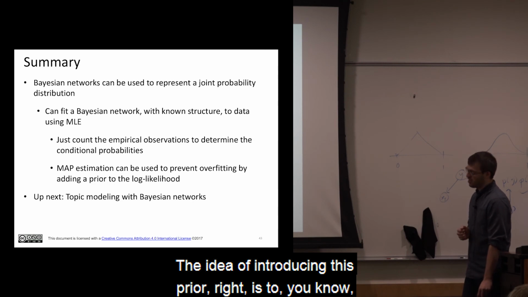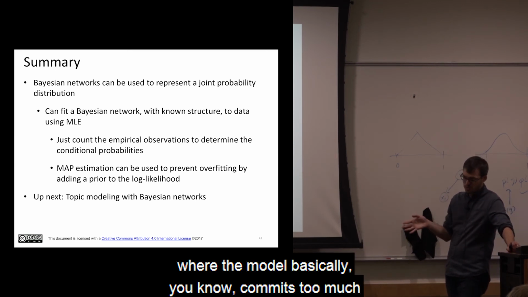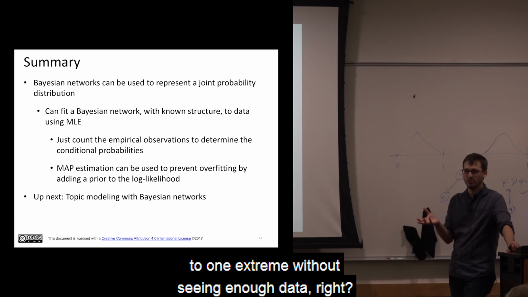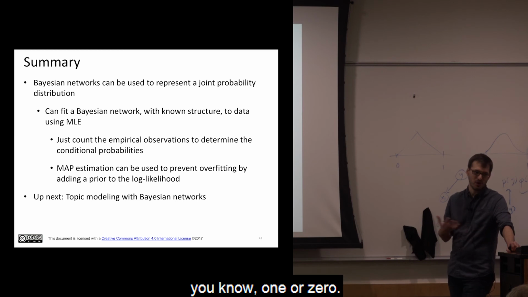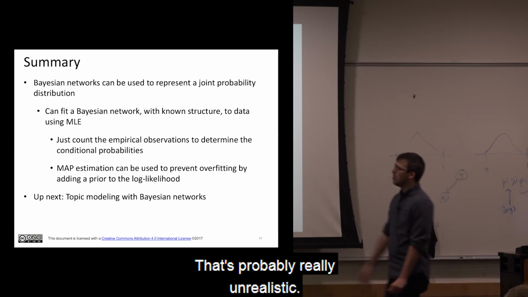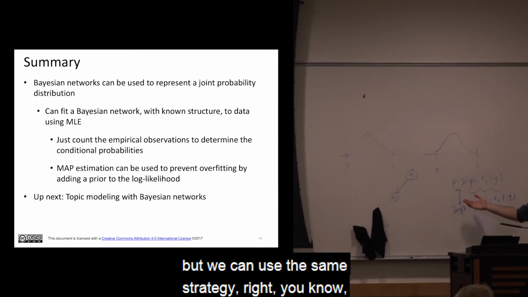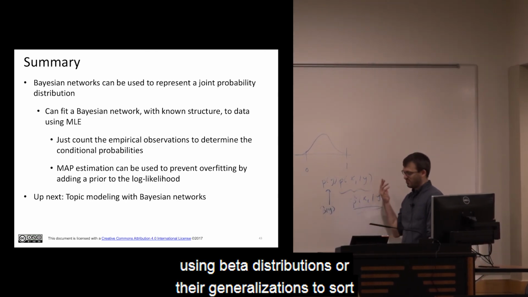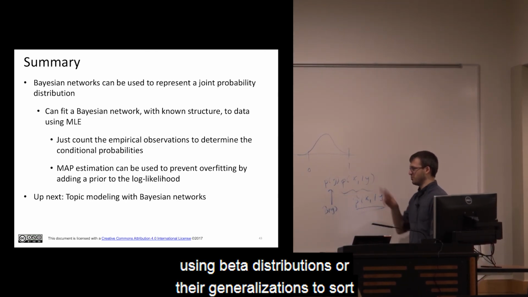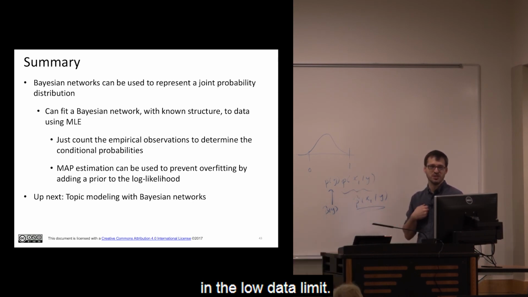The idea of introducing this prior is to prevent what we call overfitting, where the model commits too much to one extreme without seeing enough data. We saw that in the coin flipping example. If we only flip 5 coins, we shouldn't commit to probability 1 or 0. That's probably really unrealistic. We didn't write it down, but we can use the same strategy for general Bayesian network fitting, again using beta distributions or their generalizations to add fake samples into the data in order to bias ourselves in the low data limit.